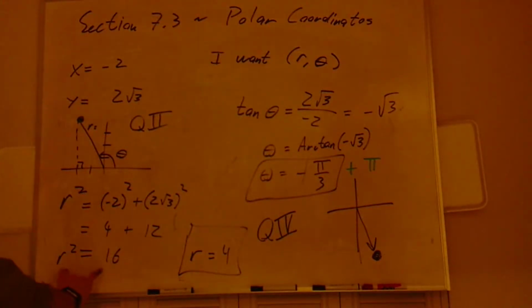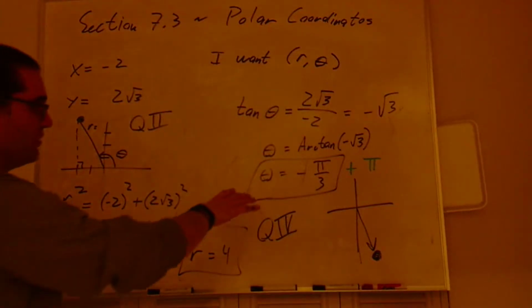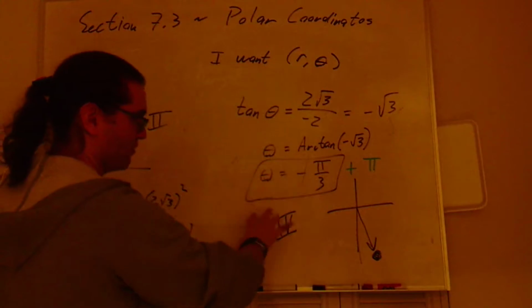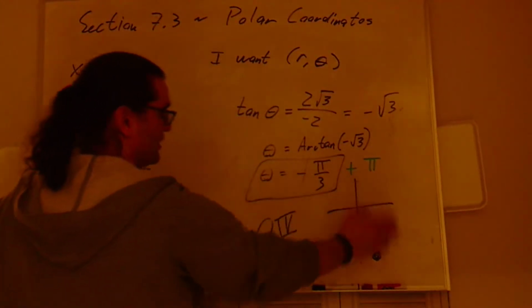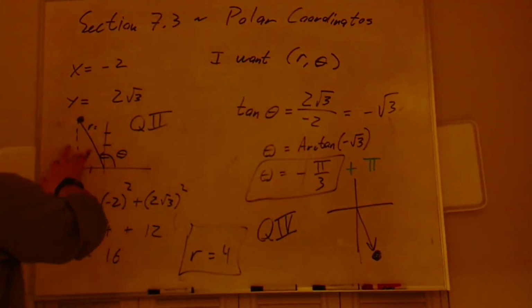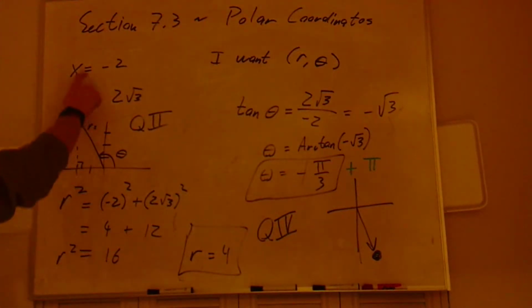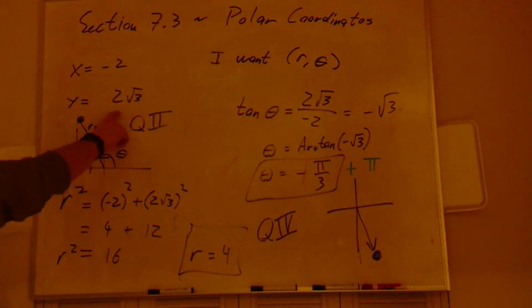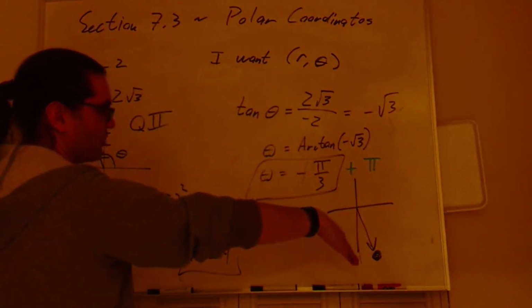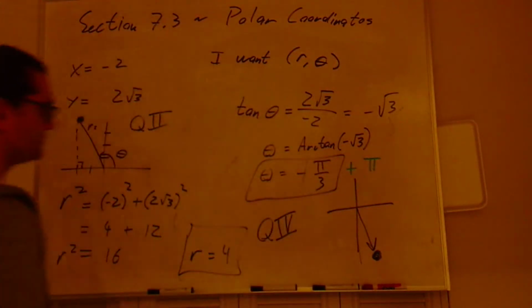R squared equals 16. So we just talked about how one way to fix this problem with arctan giving you an angle in the wrong quadrant is you can add pi to that. That'll push it back into the right quadrant. If you're in quadrant 2, because x is negative and y is positive, it means you have a negative tangent value. Arctan will put you in the 4th quadrant. Add pi to that, it'll put you in the 2nd.